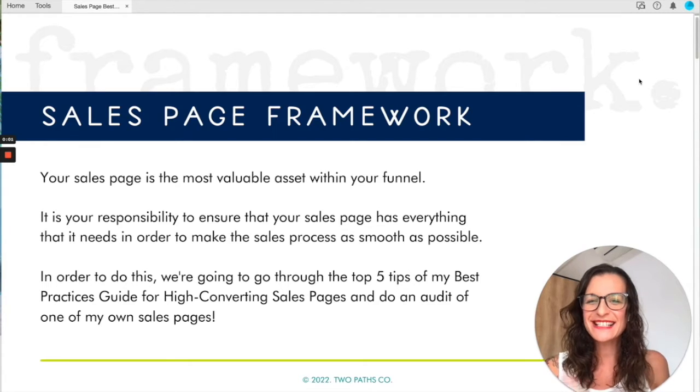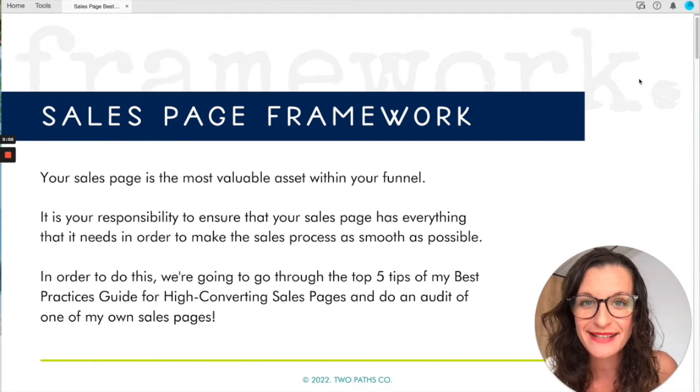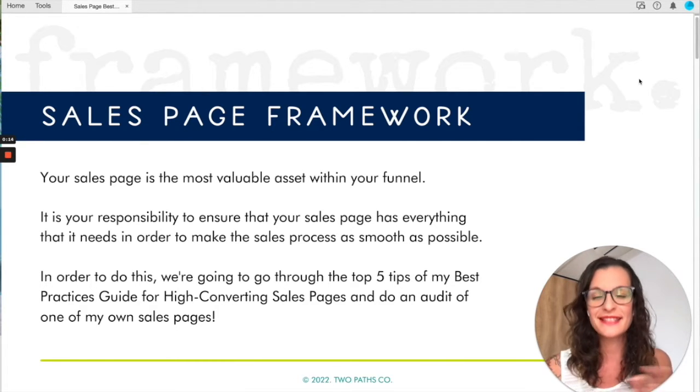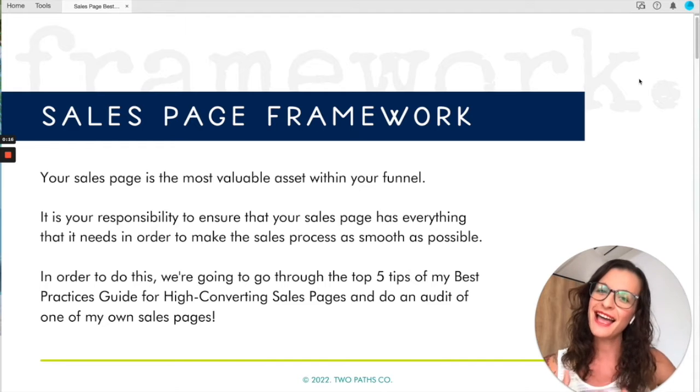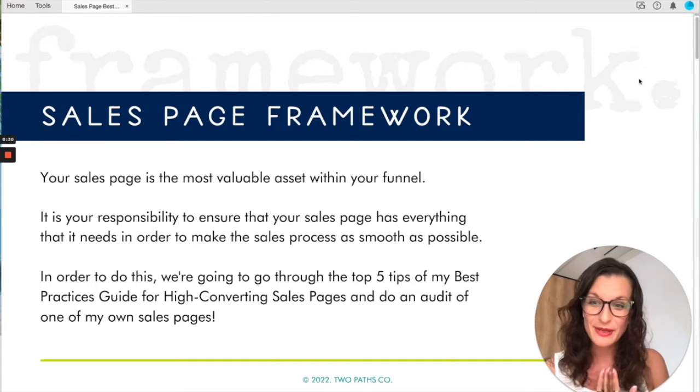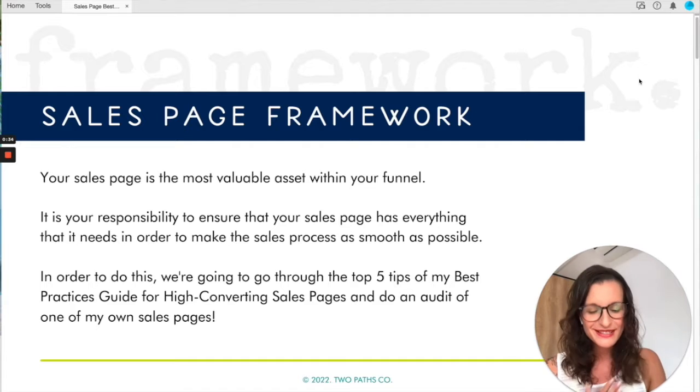Welcome to my sales page framework. Your sales page is the most valuable asset in your funnel. It is your responsibility to ensure that your sales page has everything that it needs in order to make the sales process as smooth as possible. To do this, we're going to go through the top 5 tips of my best practices guide for high converting sales pages, and then we're going to do an audit of one of my own sales pages.